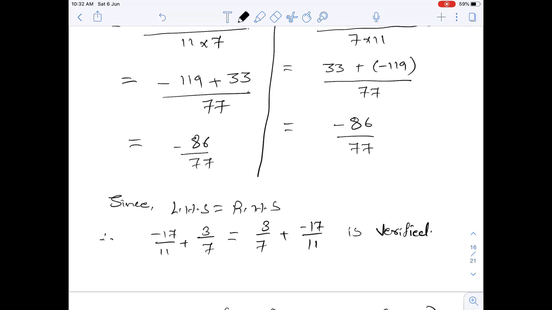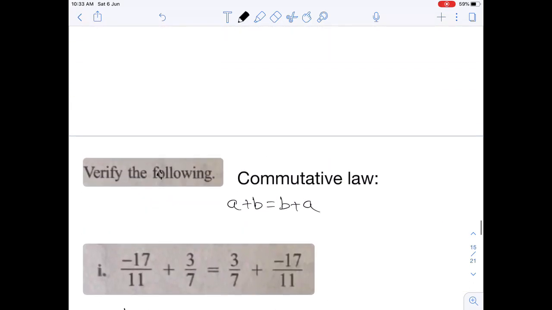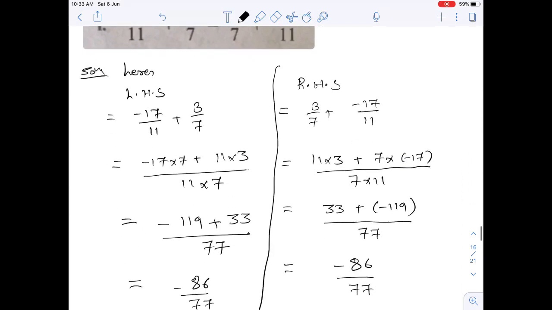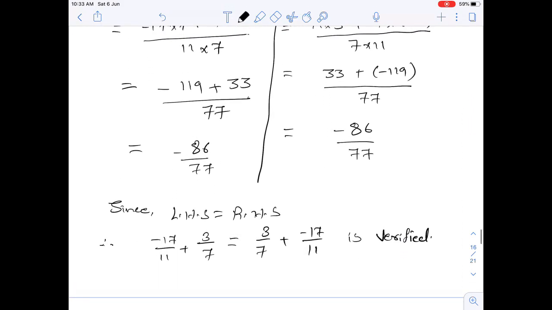Hence verified. Now similar to this one, let us solve one more example. I think up till here you all have understood. Now I'll give you some homework, you have to solve all those examples. This much is enough for today.